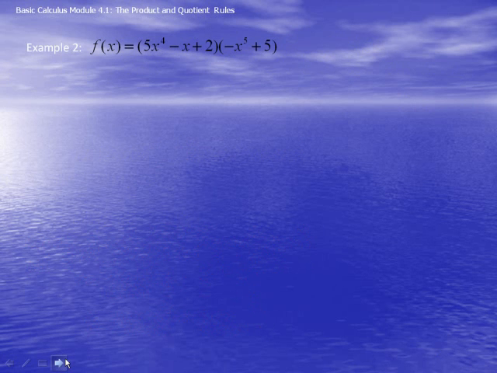In example 2, we're dealing with a trinomial times a binomial. So let's find f prime of x. We are going to take the first one, which is 5x to the fourth minus x plus 2, times the derivative of the second one, which is negative 5x to the fourth, plus we're going to take the derivative of the first one, which is 20x to the third minus 1, times the second one intact, which is negative x to the fifth plus 5.